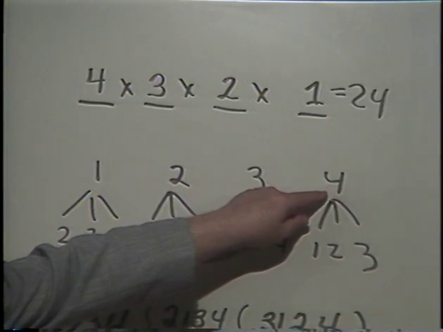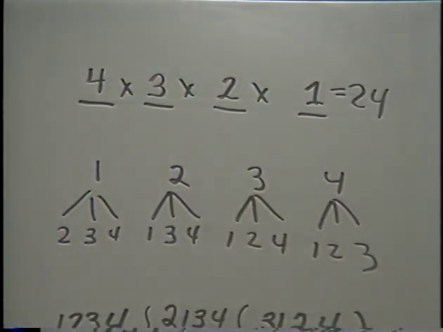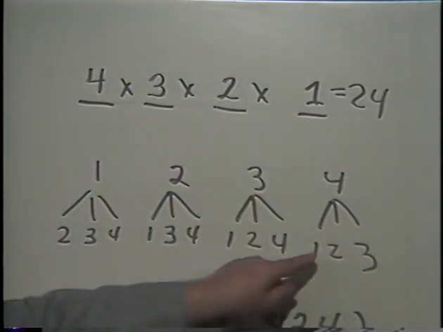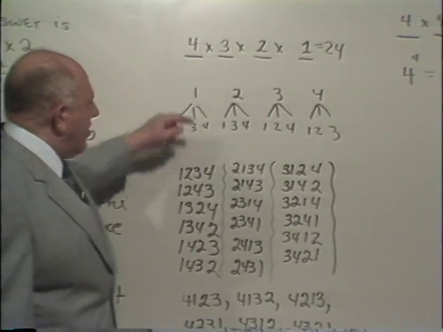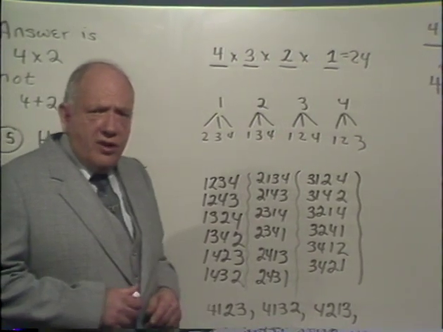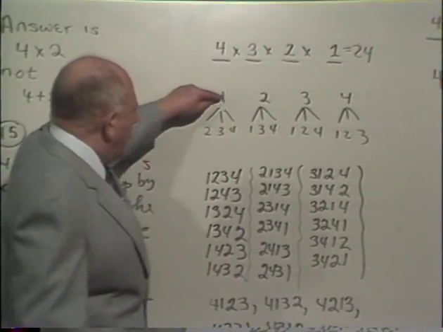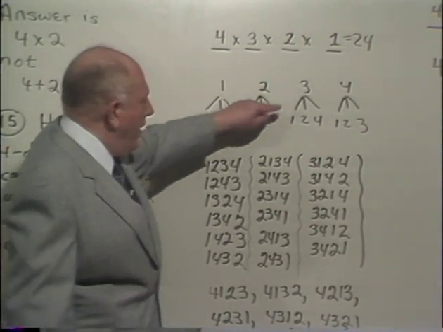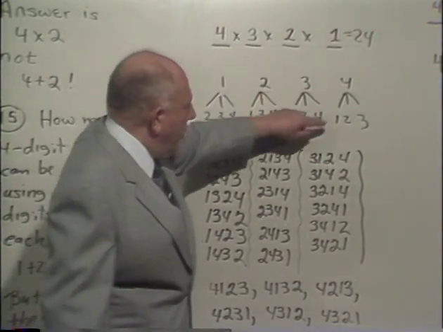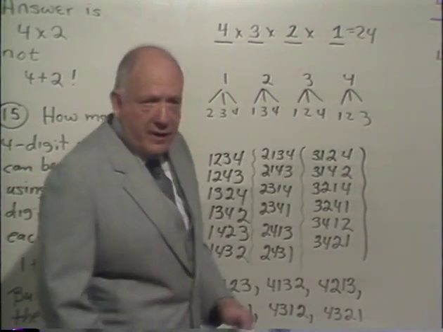See, if I pick 4, what 3 numbers are left? 1, 2, and 3. So which one could be second? Either 1 or 2 or 3. And if I stop over here, what this says is, just using the first 2 digits, I can have something that begins with 1, 2, 1, 3, 1, 4, 2, 1, 2, 3, 2, 4, 3, 1, 3, 2, 3, 4, 4, 1, 4, 2, 4, 3.